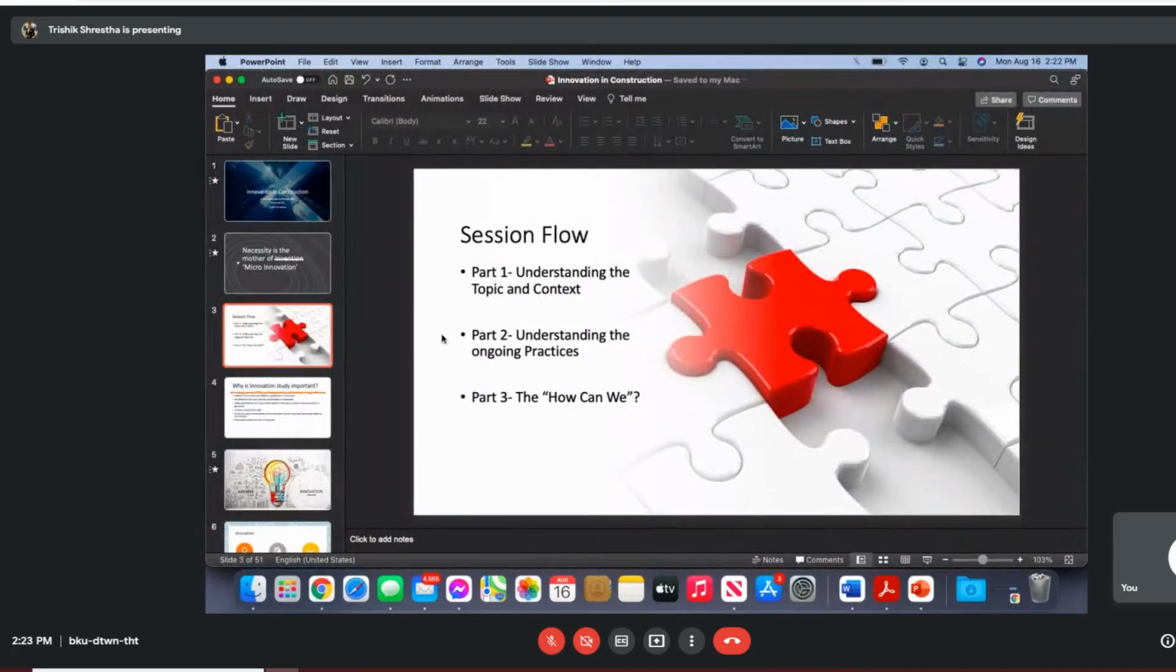So then part three is called how can we. How can we incorporate these micro innovation practices, these technology entrepreneurship practices in our day-to-day operations, in our businesses, and how can we make things better, right? So these are the three parts of this guest lecture session. Approximately this will take us an hour and a half, and we will have a bit of time for question answer rounds as well.